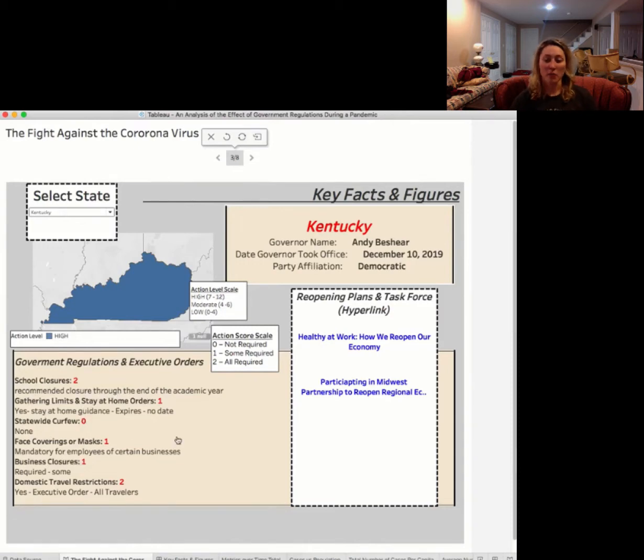And if some actions were required, here for the face masks in the business, some were required. It's mandatory for employees of certain businesses, but not all people, then it was assigned a 1. If it's not required, then it is assigned a 0. So there was no statewide curfew for Kentucky, so it was assigned a 0.